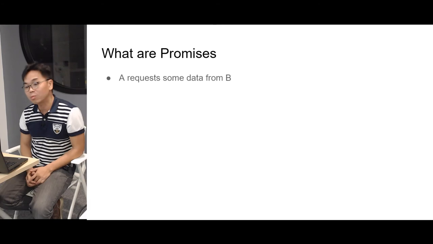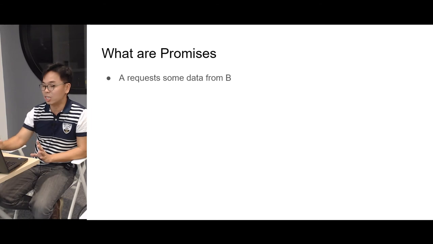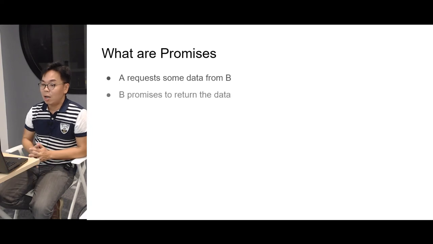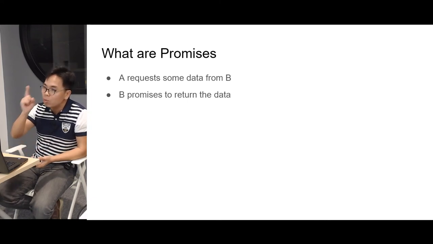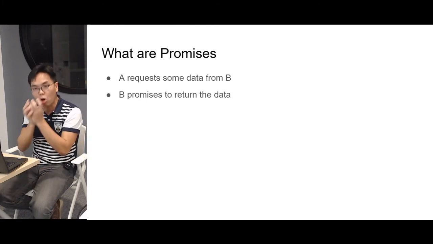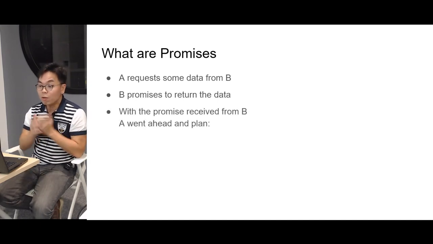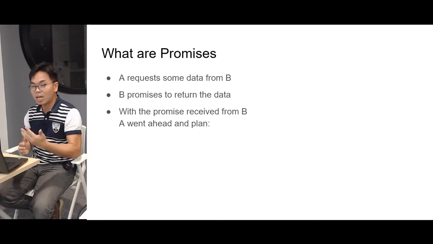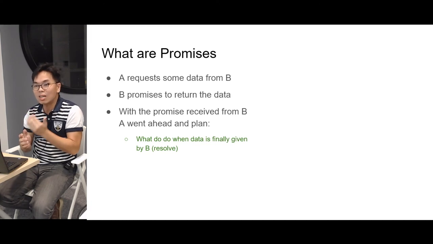Promises, what are promises? Okay, I try to create this scenario to make it easy to understand. A wants to request some data from B, right? And B needs time to process and to return the data. So instead of returning data, which he doesn't have, he promises, I promise you I'll give you the data. Okay. So what A has immediately after calling B is a promise. He doesn't have the actual result yet, but he has a promise.